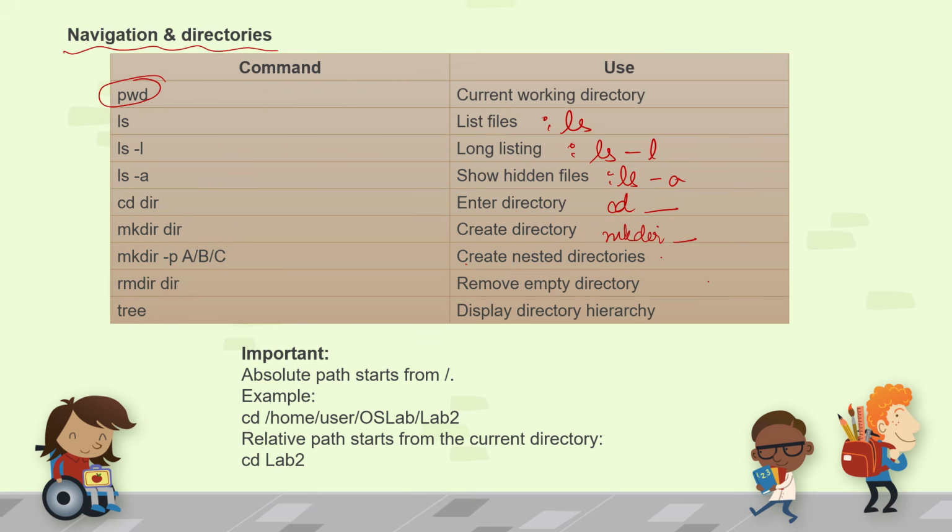Now suppose you have to create a nested directory. So what you'll do is mkdir -p a/b/c. To remove a directory, rmdir and the directory name, and tree is used to display the directory hierarchy.